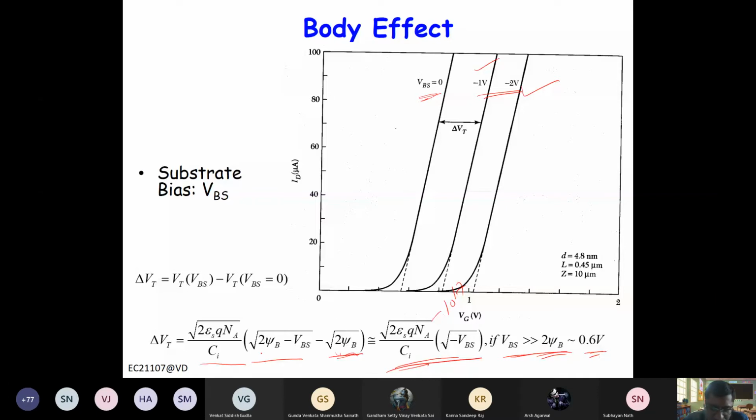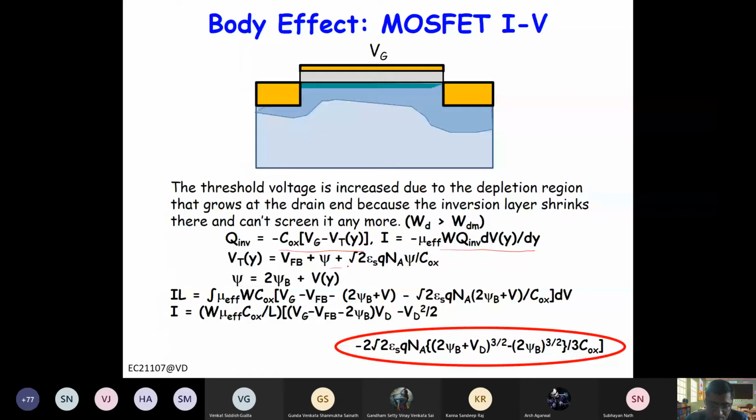Q inverse is Cox times Vg minus Vt, of course, which is a function of y, and this equation we have discussed. Your Vt is flat band voltage plus psi s plus the depletion charge by Cox, and psi s is basically 2 psi b plus Vy. Here we have not actually applied the substrate VSB, but we are taking into account the substrate body effect due to the variation in the channel voltage.